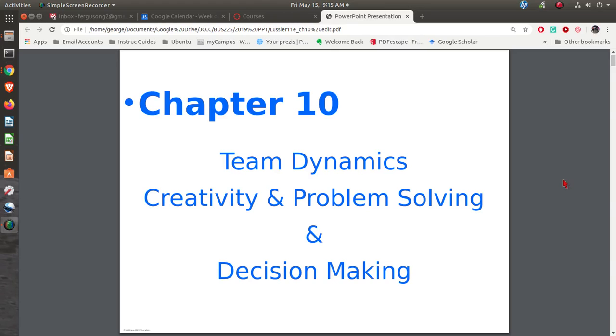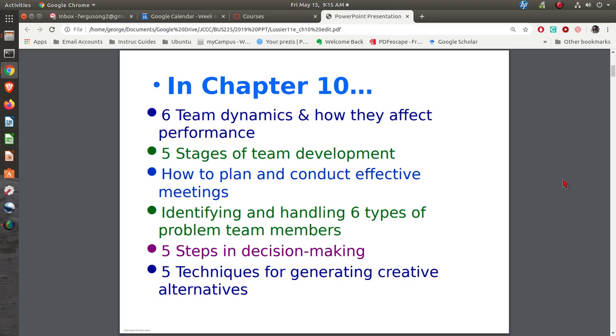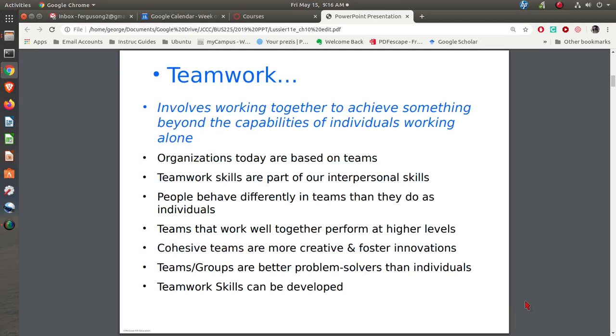In this video, we're going to be going over Chapter 10, looking at team dynamics, differences between teams and groups, creativity, decision-making, and problem-solving. Then we'll go over the various dynamics, the stages of team development, identifying and handling some of the problem team members that we might have in meetings, look at the steps of decision-making, and think about the techniques for creating some creative alternatives.